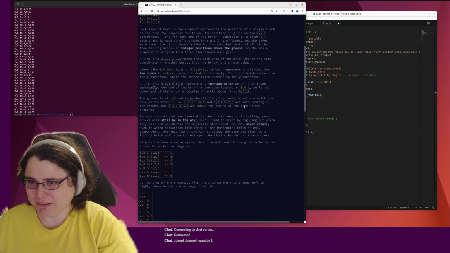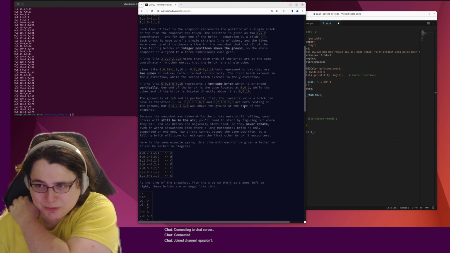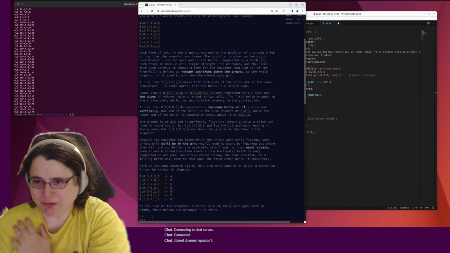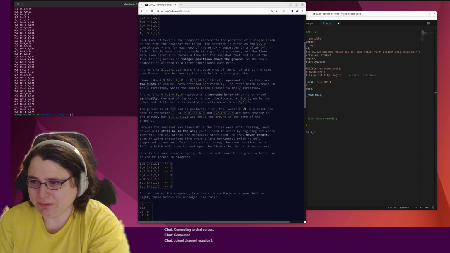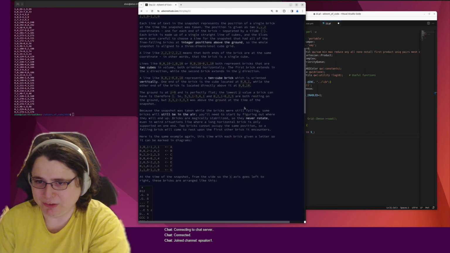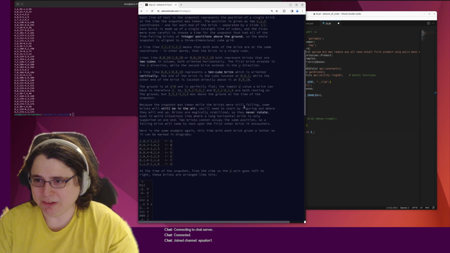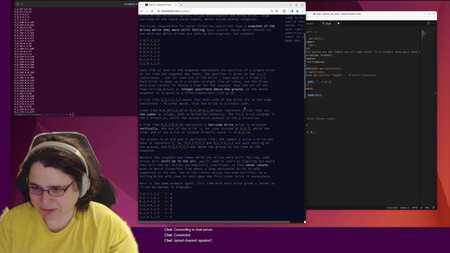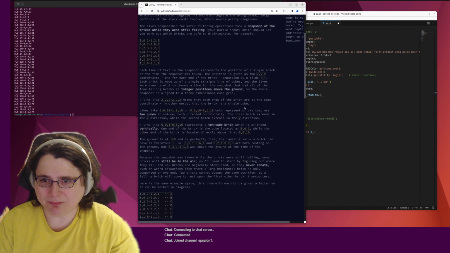Straight line of cubes, and now I want to choose a time. Integers positions above the ground. So the whole snapshot is aligned to a 3-dimensional cube grid. So same part, and the brick is a single cube. It lines like so. The 2 cubes in volume horizontally. Okay, and so they always have the same. Yeah, they're not diagonals. I see. Okay.